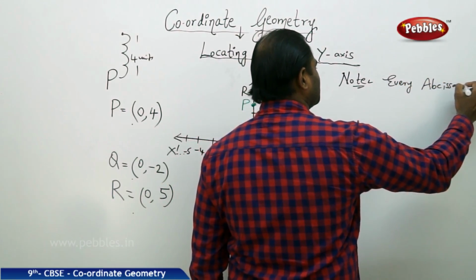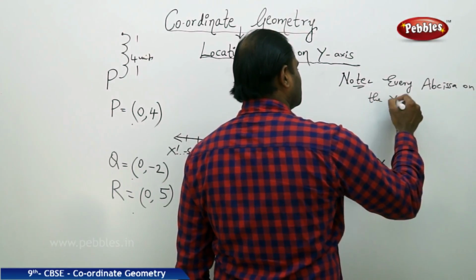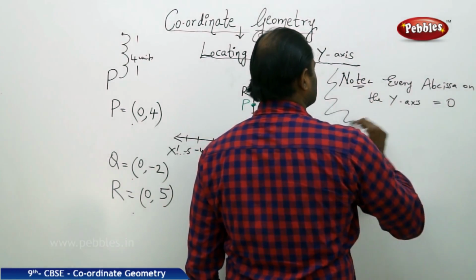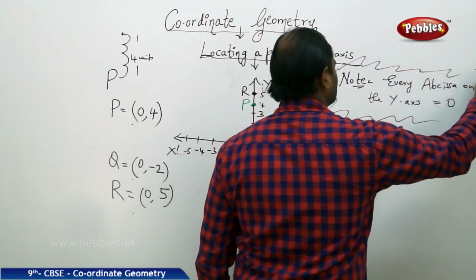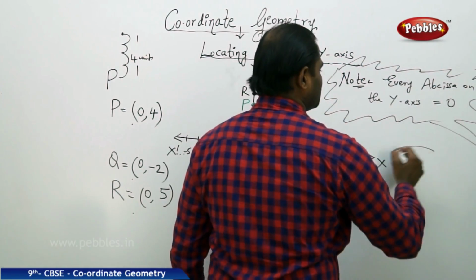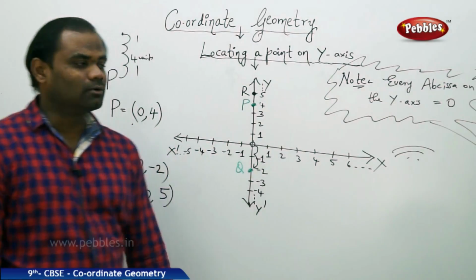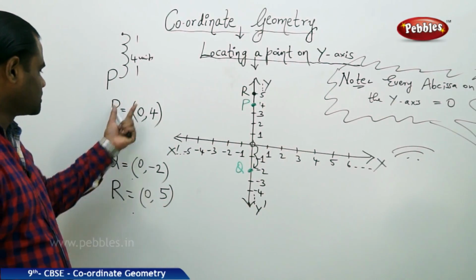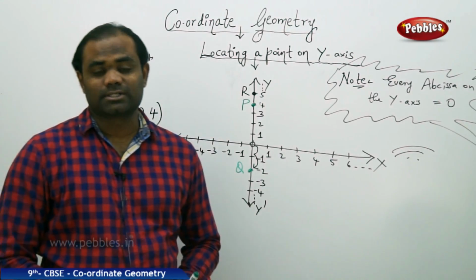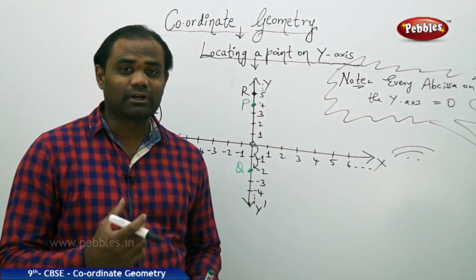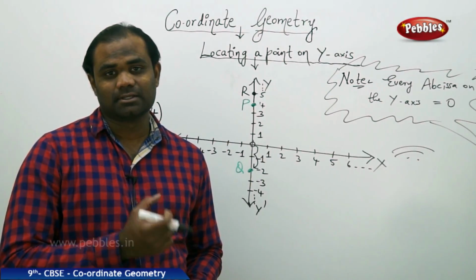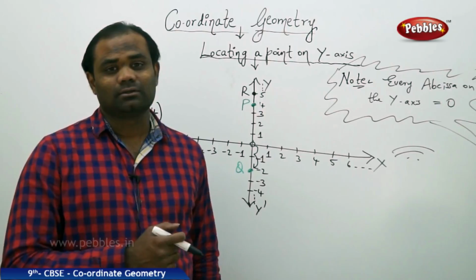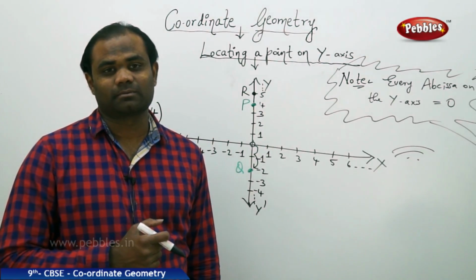every abscissa on the y-axis is equal to 0. This is how I make the outcome. Every abscissa on the y-axis must be 0. Just like for x-axis, every ordinate on the x-axis is 0, and every abscissa on the y-axis must be 0.